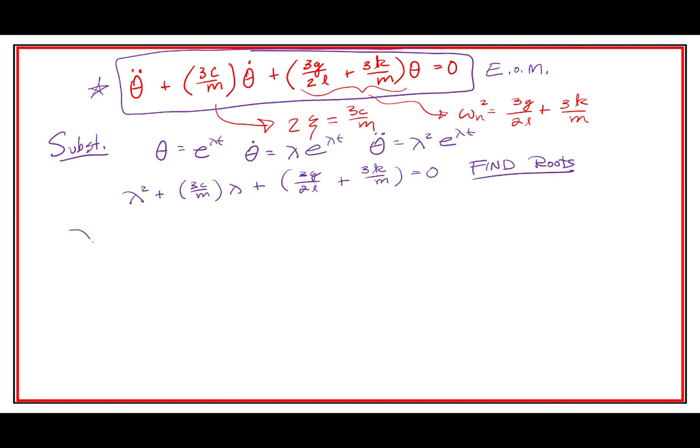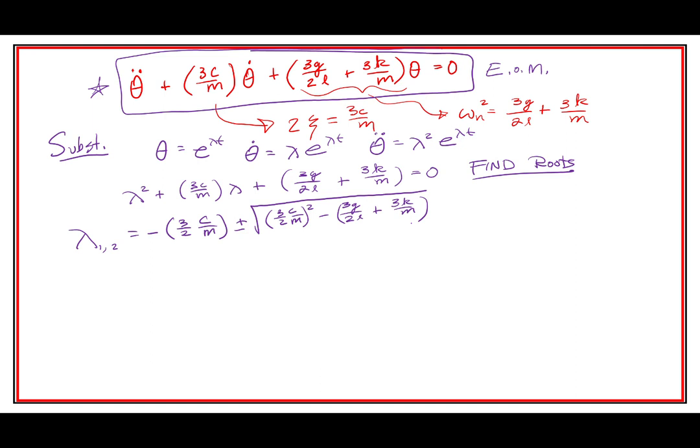And so the roots are going to be negative b plus or minus the square root of b squared minus 4ac, the whole thing over 2a, or minus 3 halves, that half comes from that 2a. A is equal to 1, so you don't need to worry about it. And that's plus or minus b squared, which is 3 halves, the 3 halves comes from the thing on the bottom, cm, right there. Squared minus 4ac, but we had a 2 to bring up from the bottom, so the 4 goes away. We have 3g over 2l plus 3k over m.